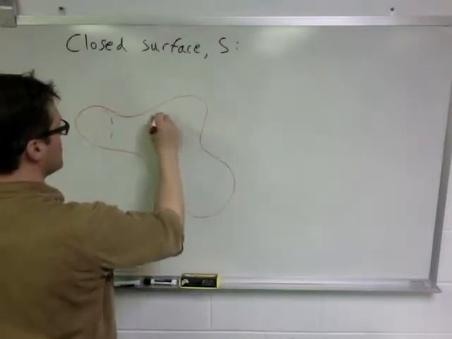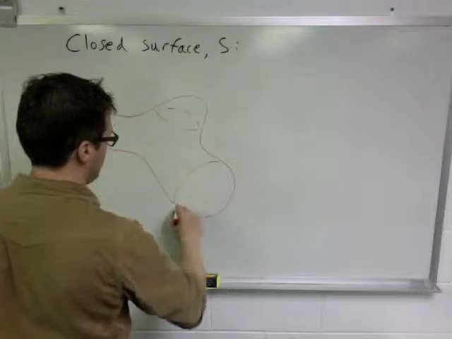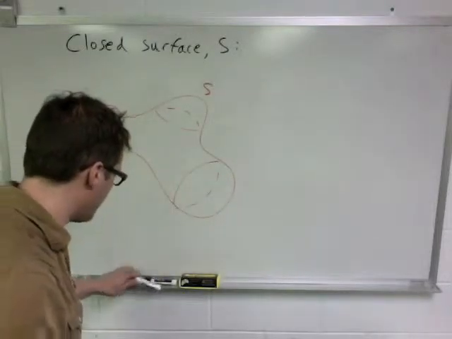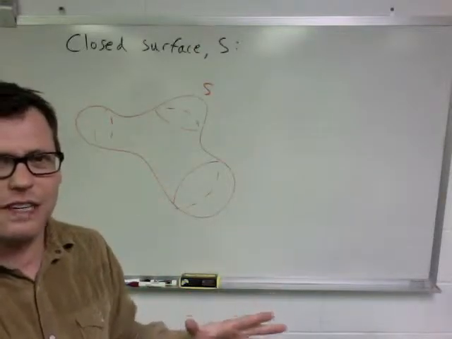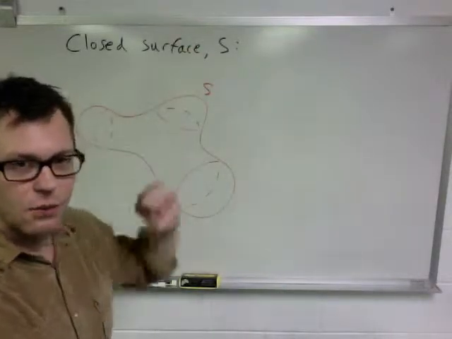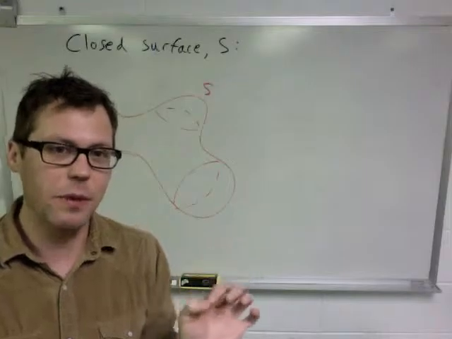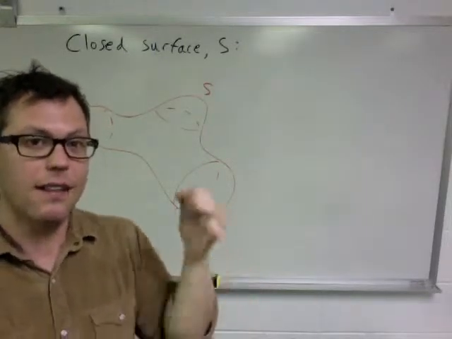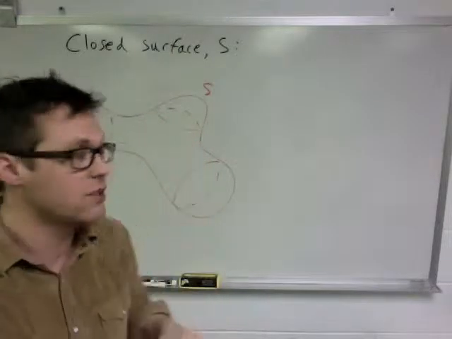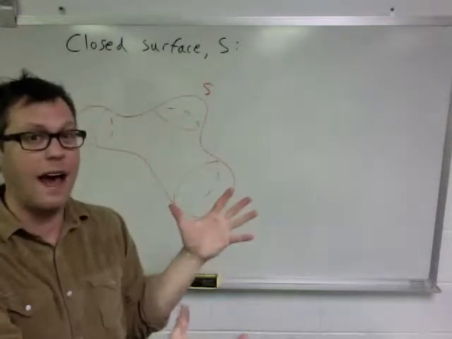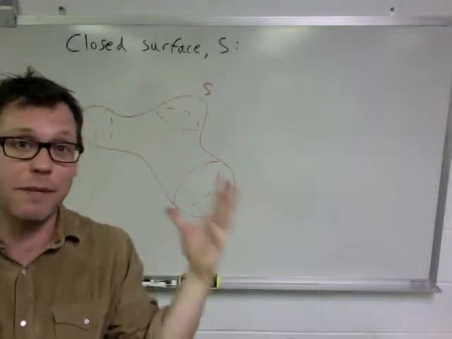So here's my closed surface, which I'm calling S. You'll notice that every time I'm drawing one of these imaginary surfaces, I'm using red ink. And I'm kind of doing that on purpose because I want you to always understand that when I'm drawing something with this particular color, I'm talking about an imaginary surface. This is not a real physical bag. It's not. It's just something that we're imagining.